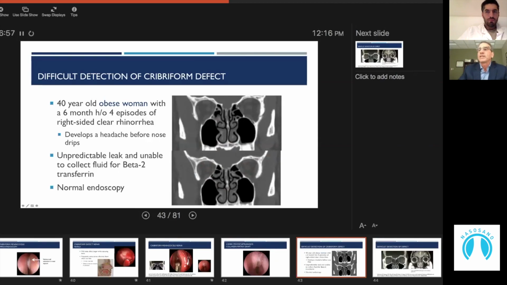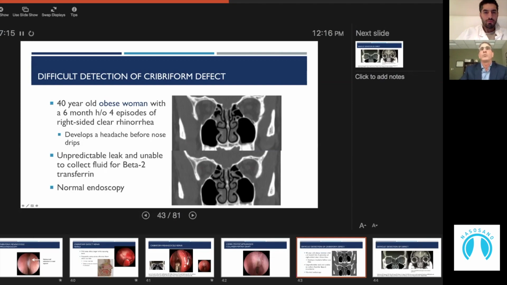Sometimes when we have patients with difficult to detect defects who have intermittent leaks and can't collect fluid, we need to really look at the CT scan. There are a couple of papers that we published within the last few years about a particular defect called an excavating meningocele. And let me give you an example of a case.